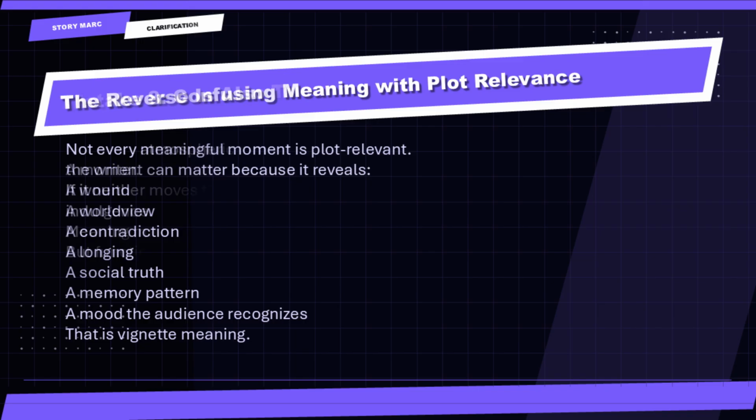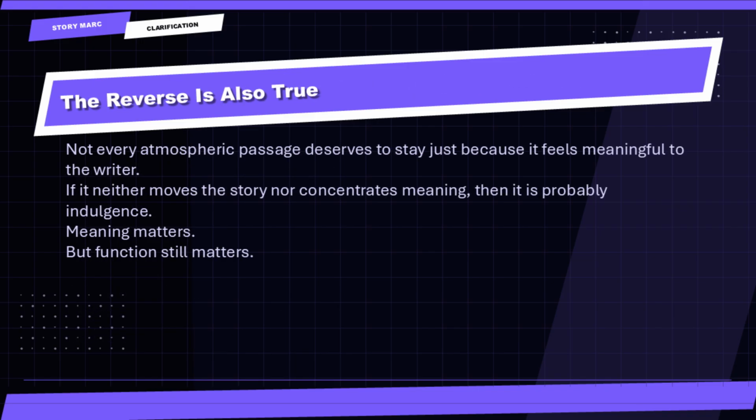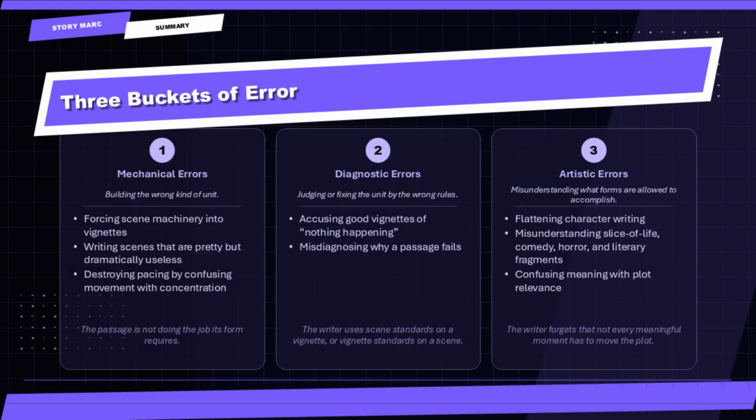That's still valuable. But the reverse is also true. Not every atmospheric passage deserves to stay just because it feels meaningful to the writer. If it neither moves the story nor concentrates meaning, then it's probably indulgence. Now, to make it easy to remember all this, just view it as fitting into 3 buckets: mechanical errors, diagnostic errors, and artistic errors. The clarity I've aimed to provide you in this video is meant to help you avoid all those errors.